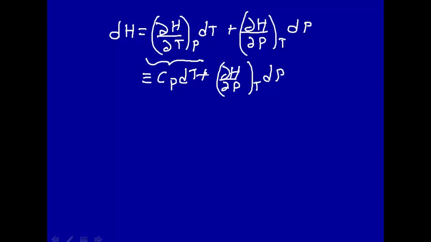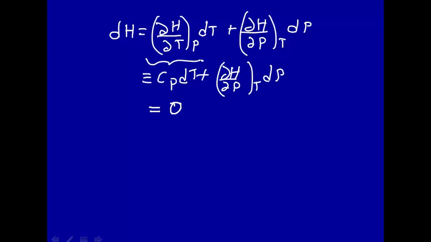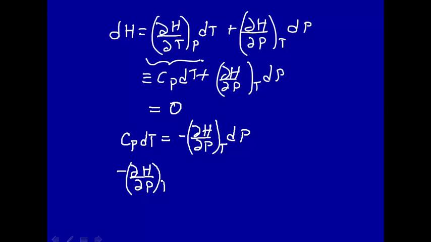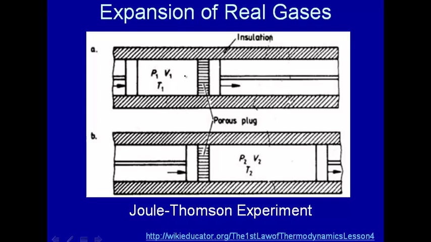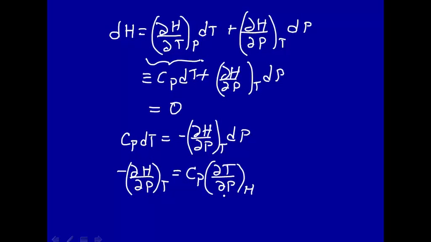We said that this particular process is an isenthalpic process, so that means that dH is equal to zero. Or in other words, CP dT is equal to minus how H changes with pressure at constant temperature times dP. We can rewrite this: how H changes with pressure at constant temperature is equal to minus CP times how temperature changes with pressure at constant enthalpy. Oh, look, we can just put a thermometer here and a thermometer here and measure the temperature change and correlate that with pressure change.